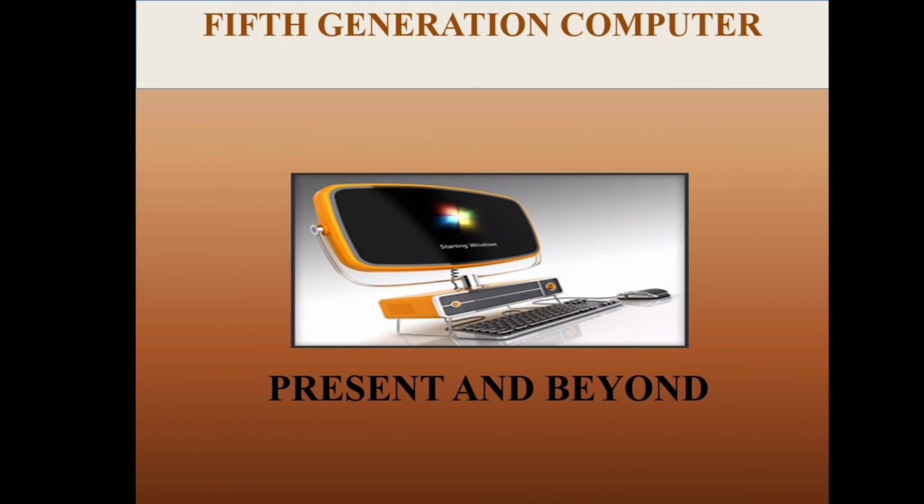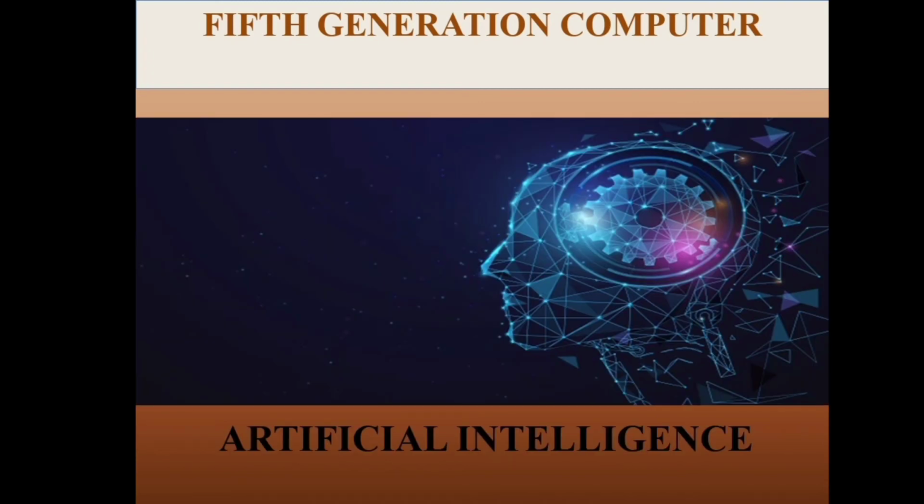Last is fifth generation computer. Scientists are working on it, they are researching on it. That is why we can say it is for future purposes. And they are using artificial intelligence technology in this. Children, do you know what artificial intelligence technology is? It is the branch of computer science that deals with making computers think and take decisions like human beings.